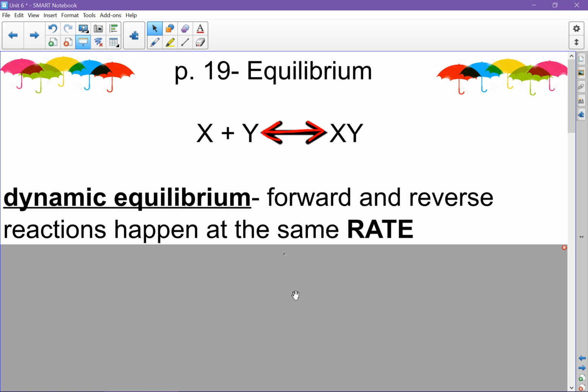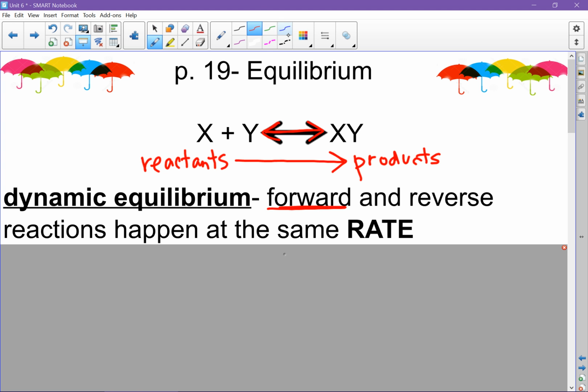That means that the forward and the reverse reactions are happening at the same rate. So when we say forward reaction, we mean the one going this way. So that means the reactants are over here and the products are over here. That's forward reaction. That's like the regular direction that we think about.